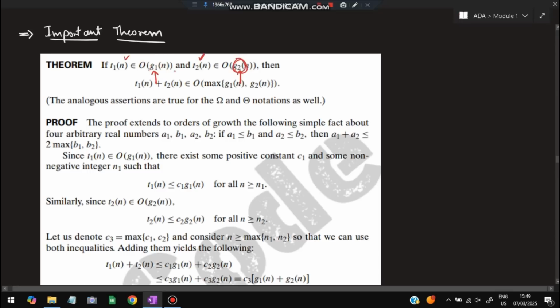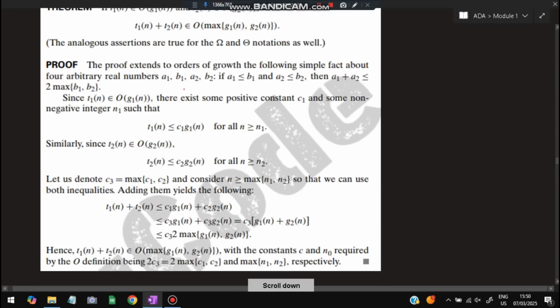T2 and T1 take less than those two classes. If you add up T1 and T2, we'll get an answer that will be less than the class belonging to this value, meaning the maximum of G1 and G2, whichever is there, it will belong to this class. Belong doesn't mean lesser, because we are ignoring constants. 2 into n is considered equal to n in algorithms, so you can't take it as different. It is the same only, because n is the thing which is considered here. So we have to prove this one.